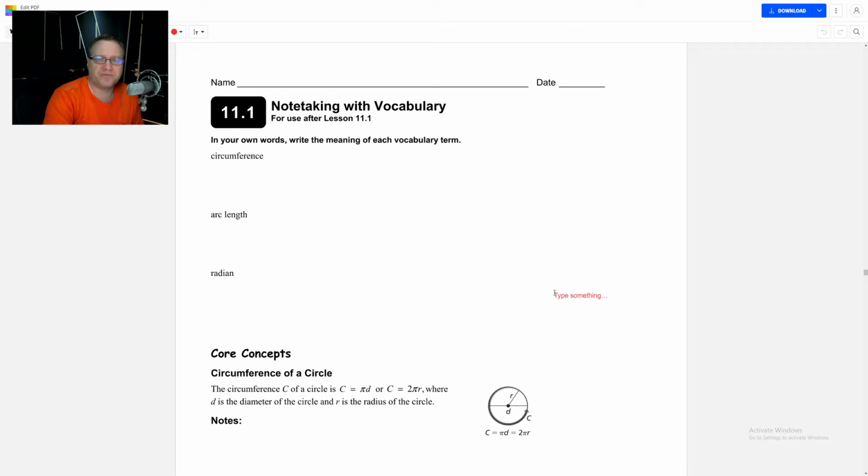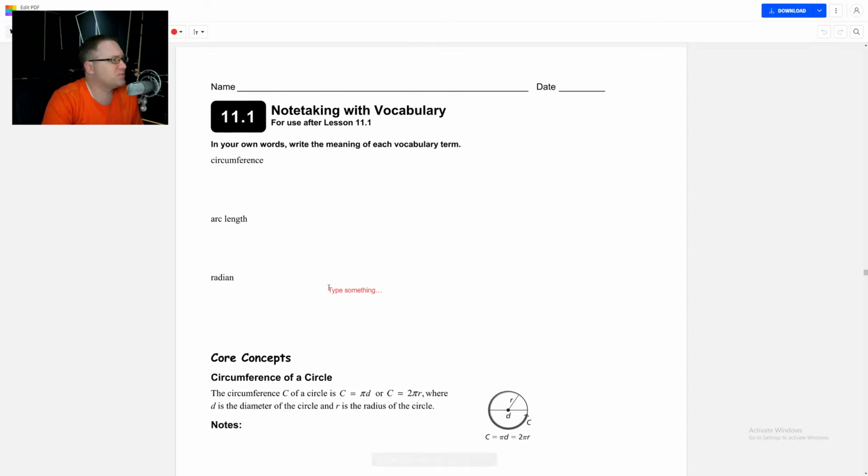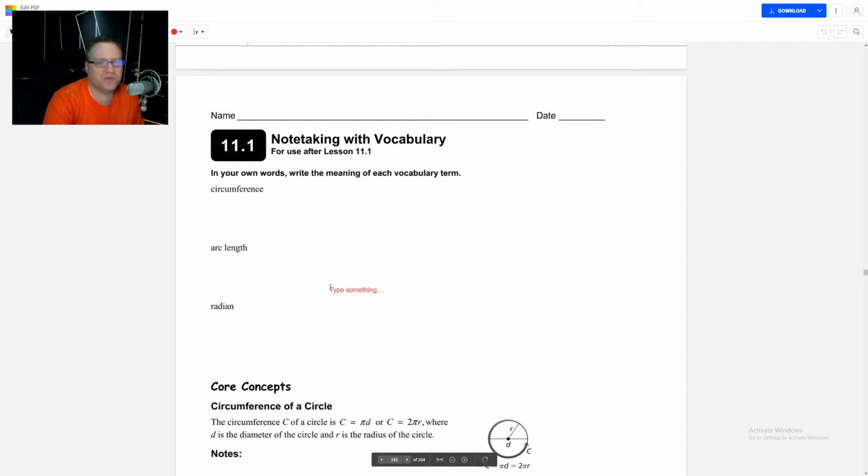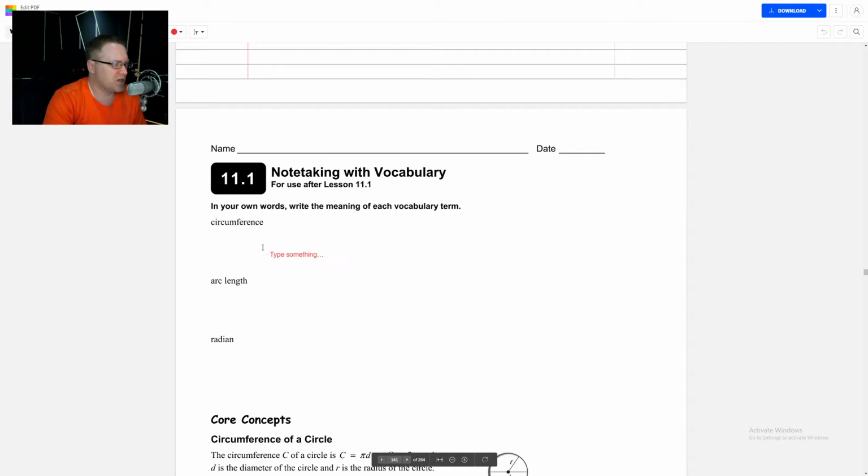So let's look at our book. We are skipping all the way to section 11.1. Today we're going to focus on just this first part of 11.1. We are going to talk about circumference, and we are going to first give a definition of circumference.